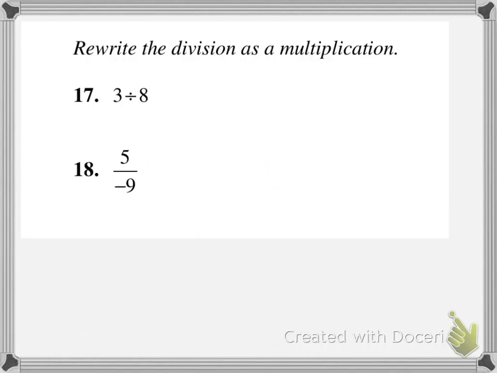Now, just like we can take every subtraction problem and rewrite it as addition, we can take every division problem and rewrite it as multiplication by simply multiplying by the reciprocal. So on number 17, we can rewrite that as 3 times the reciprocal of 8. Remember, that's like 8 over 1, so that would be 1/8. We don't have to solve it. Let's just practice rewriting it. We can rewrite any division problem as multiplication by multiplying by the reciprocal.